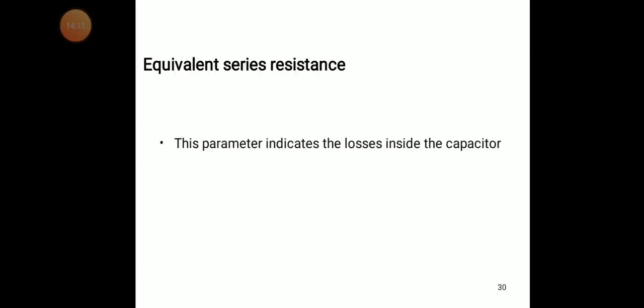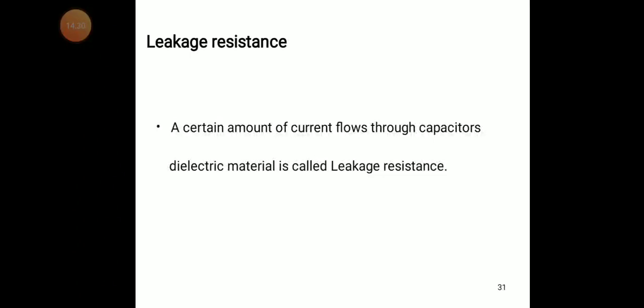That is called the equivalent series resistance. When we connect it in series, how much resistance this capacitor is offering, that value is nothing but the series resistance. Next one is the leakage resistance. Leakage resistance means a certain amount of current flowing through the capacitor's dielectric material.